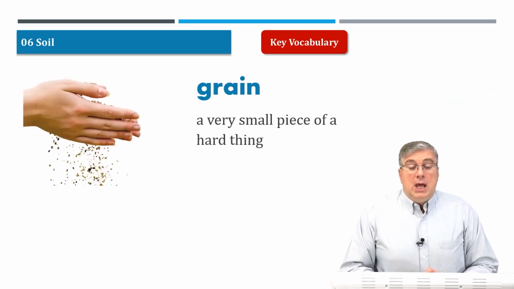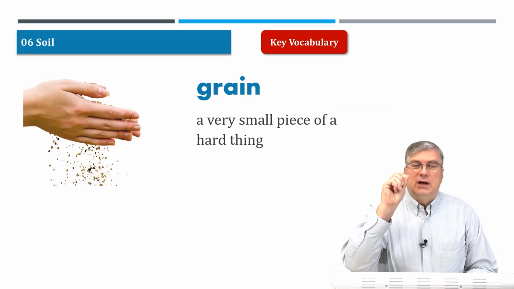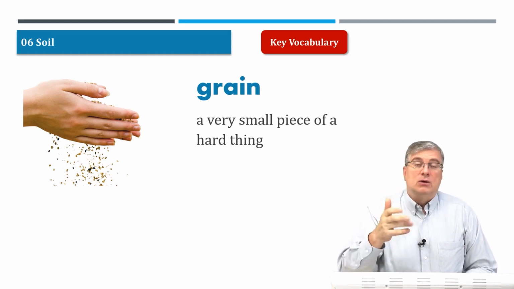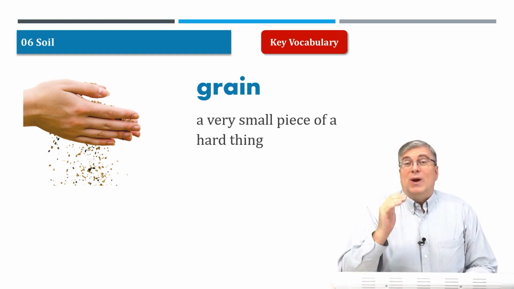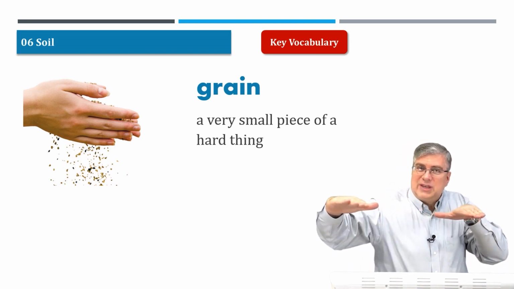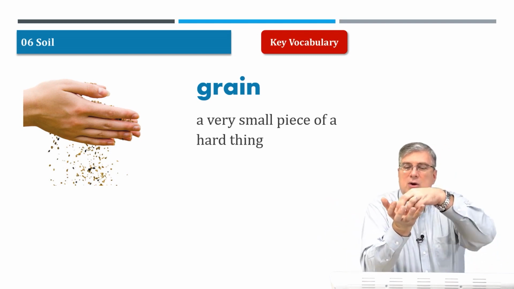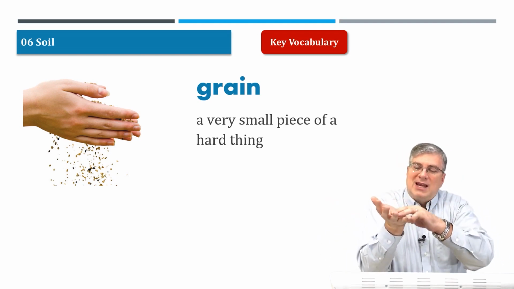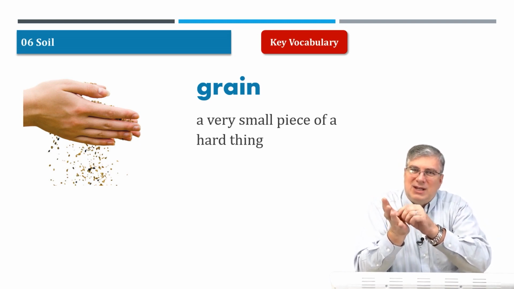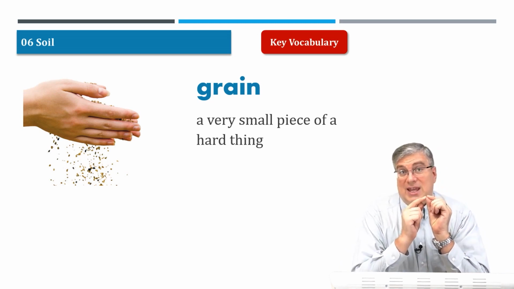Next word. Grain. Grain is a very small piece of a hard thing, not a soft thing, right? A hard thing. So, very good example. When you go to the beach, what do you find at the beach? You find a lot of sand near the water, right? If you pick up that sand, is it all together? No, it's in little pieces. And you let the sand fall through your fingers, through your hand, until just one piece is left. Just one piece of sand, and we call that a grain of sand.